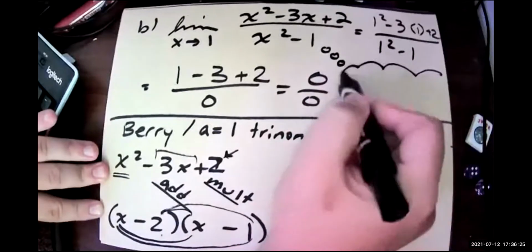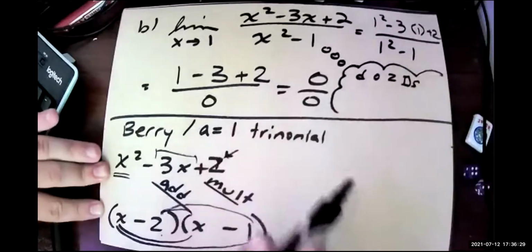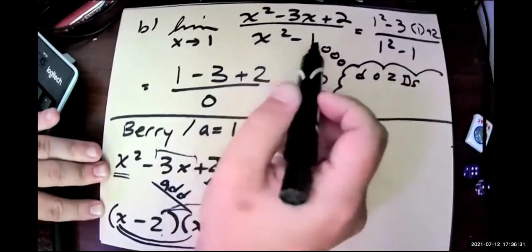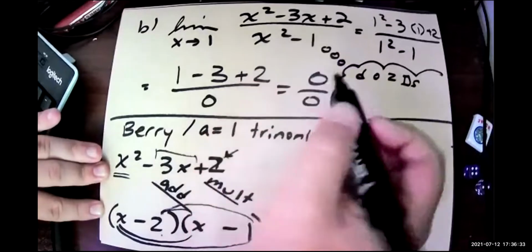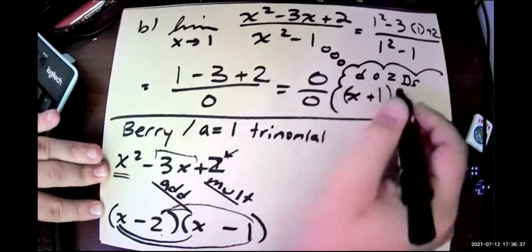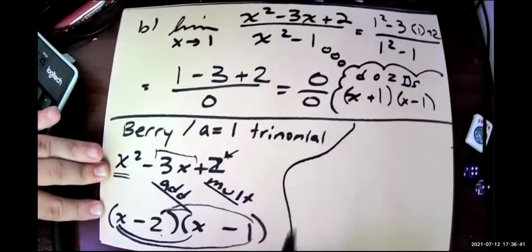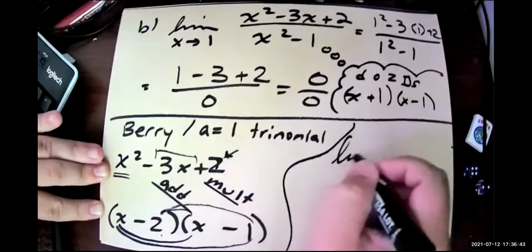And once again, let's do our difference of two squares. Again, the difference of two squares for x squared minus 1. X squared, the root is x. 1, the root is 1. So x plus 1, x minus 1. So what does that all mean? That means that the limit can be written like this.